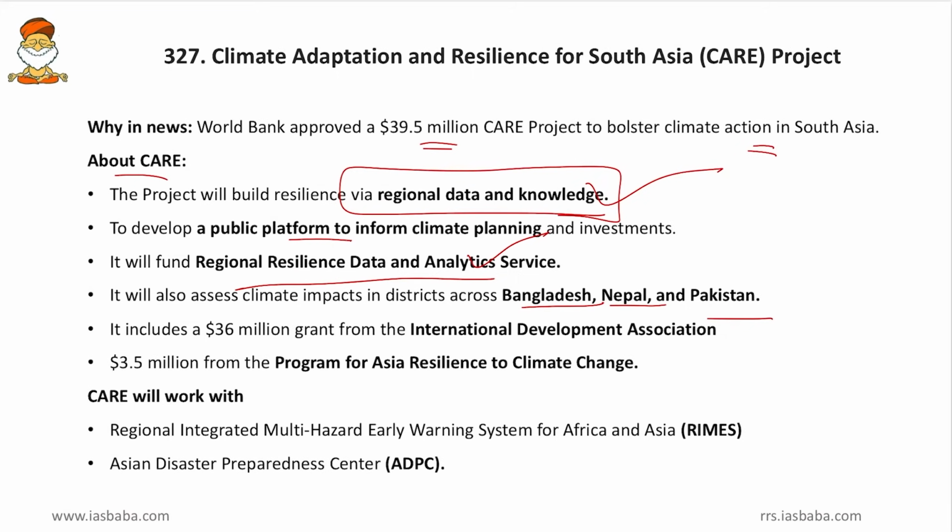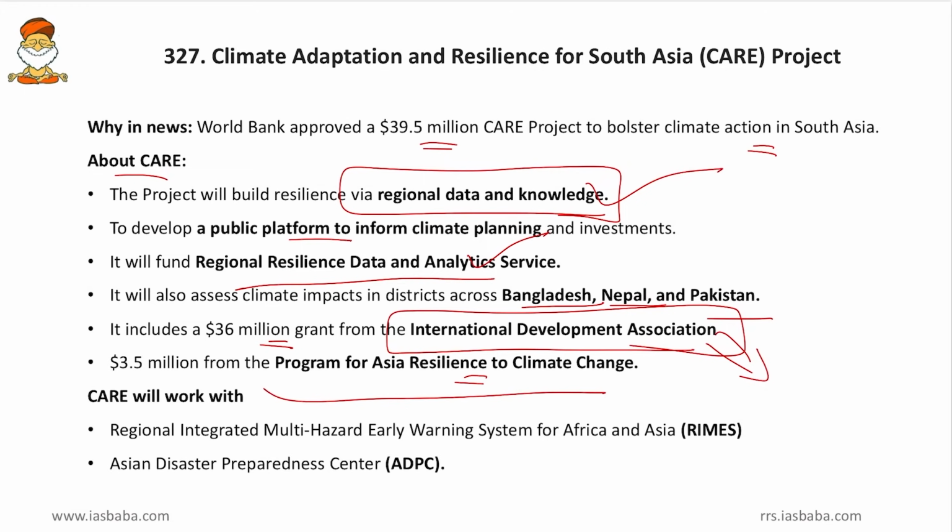And then it includes a $36 million grant from the International Development Association. Friends, we know that IDA is a wing of the World Bank. It provides cheaper credits, so that is providing the 36 million grant. And then $3.5 million from the Program for Asia Resilience to Climate Change. So this program will provide $3.5 million to the CARE project. Friends, we know that this program is being implemented by the UK's International Development Department, and it is also supported by the World Bank.